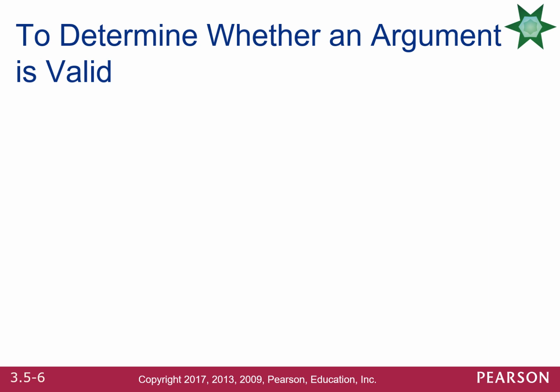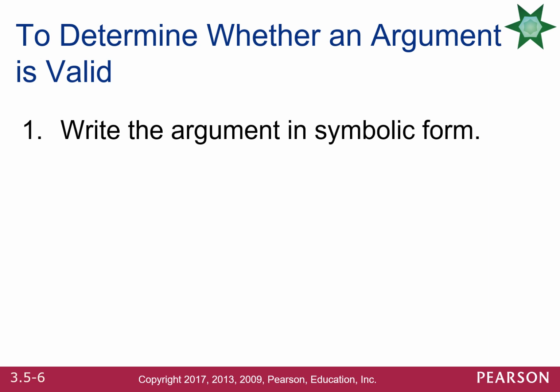through the step-by-step process of validation. So we start by writing the argument in symbolic form. That's the first step. The argument will be given to us in the form of words, and keep in mind the argument is not just the conclusion, but it is the entire set of premises as well as the conclusion. So all of them must be put together in symbolic form.